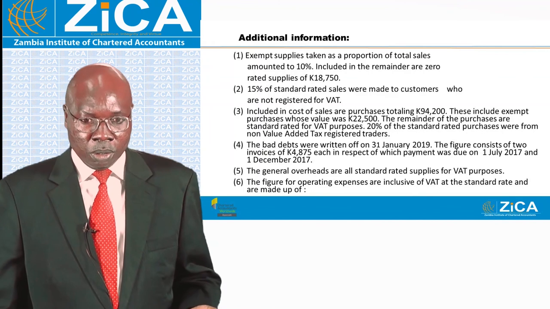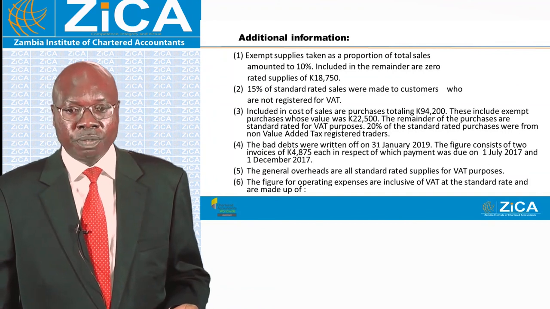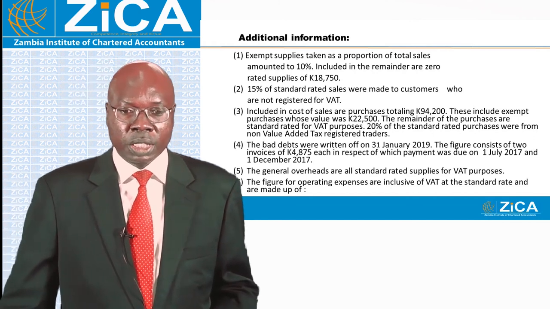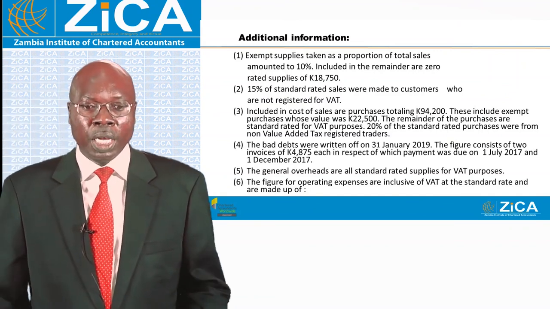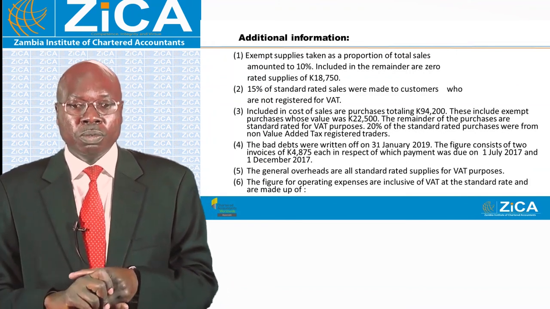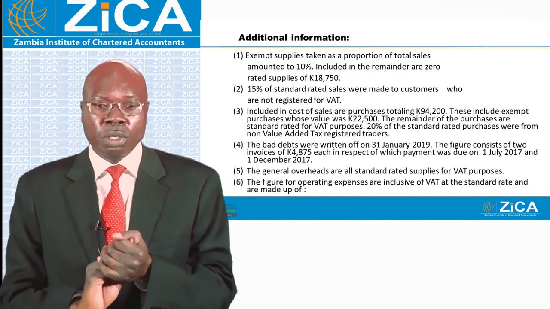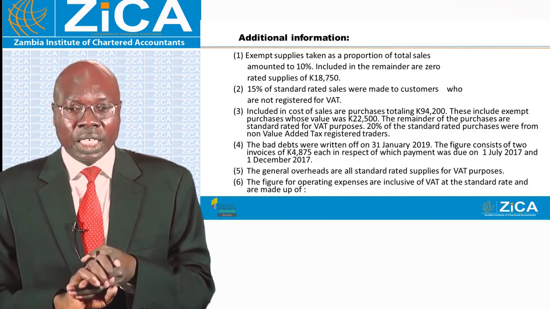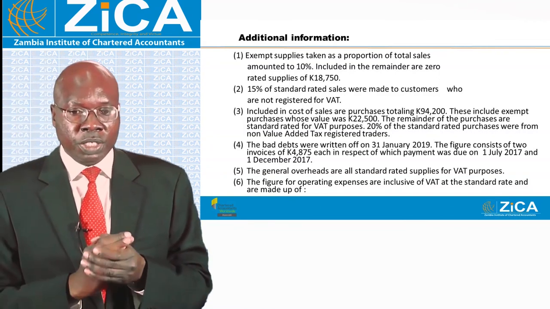And then number four, the bad debts were written off on 31st January 2019. The figure consists of two invoices, 4875, in respect of the payment that was due on 1st July 2017 and 1st December 2017. Now, students must be aware of how they must deal with bad debts written off. Bad debts written off can be claimed for input tax as long as the debts have been outstanding for a period of not less than 18 months. So, those invoices that have been outstanding for less than 18 months cannot be claimed back as input VAT.